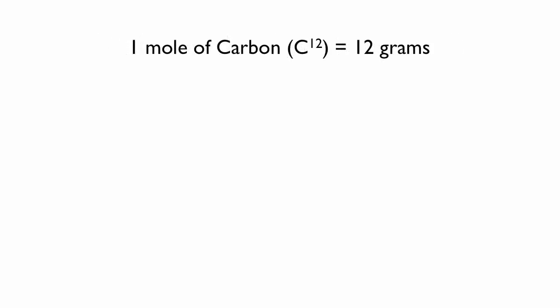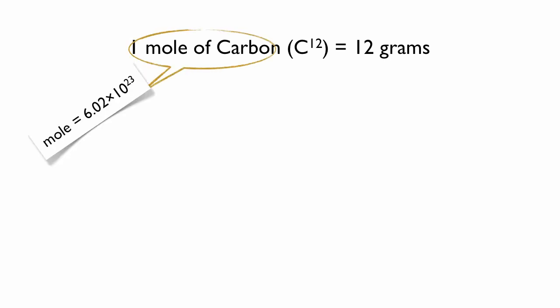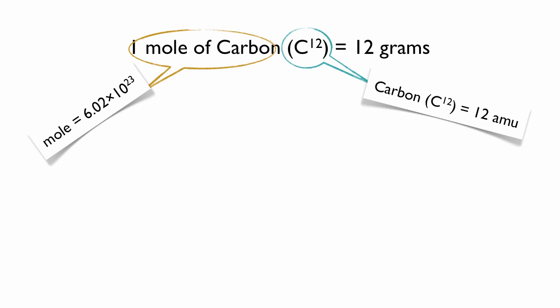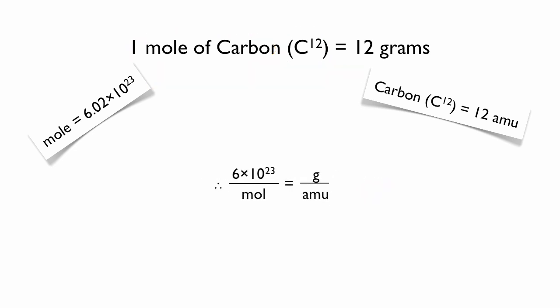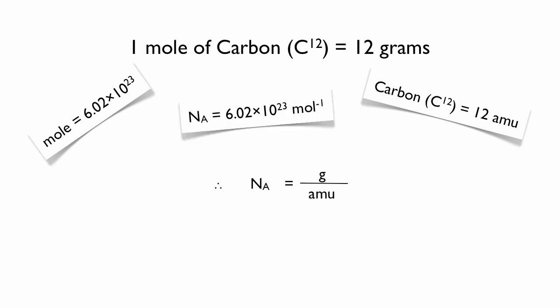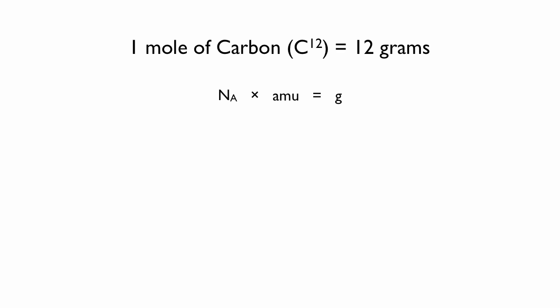So here's the definition of a mole, and we know that a mole is this large, and that one carbon atom weighs 12 AMU, so we can rewrite the definition in math like this. Cancel a few units, simplify some numbers, and we get this, which is where we get Avogadro's number from. Notice the units on Avogadro's number. Or we can rewrite the expression like this, which makes it easy to do some simple chemistry problems.